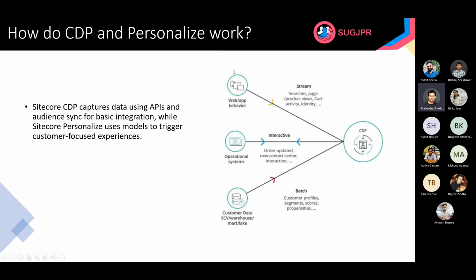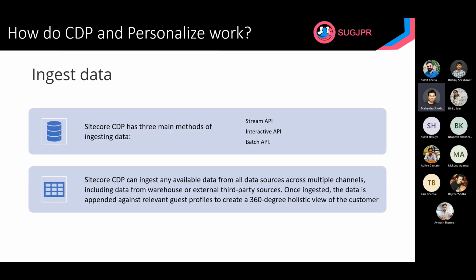Mostly on your app or website. Interactive data is basically data where you can perform some kind of CRUD operations. You can have some kind of get and post APIs on your different operational systems. And then batch is basically where you have your customer data stored somewhere in a warehouse or some old database or some kind of third-party system that you want to push into the CDP.